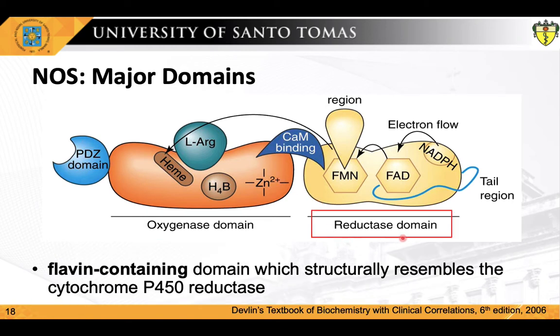Moving on, another domain is the reductase domain that contains the flavin nucleotides, flavin mononucleotide, or FMN, and flavin adenine dinucleotide, or FAD, which are involved in the transfer of electrons within the domain. It is worthwhile to note that this flavin-containing domain structurally resembles that of cytochrome P450 reductase enzyme complex.